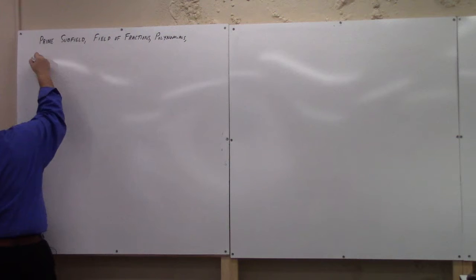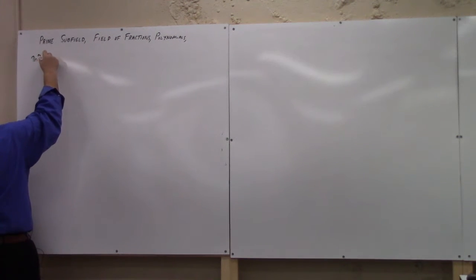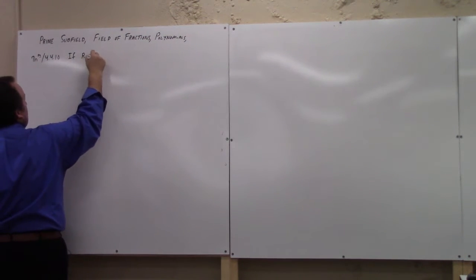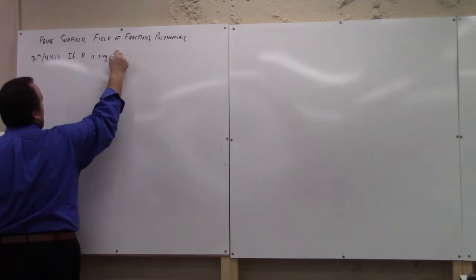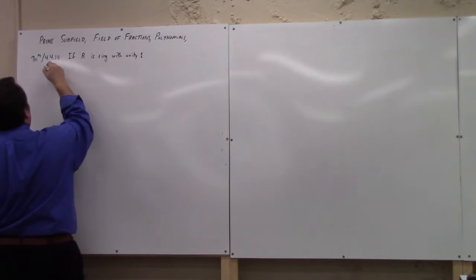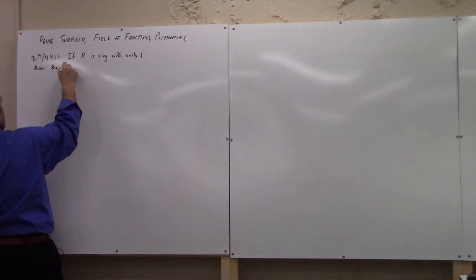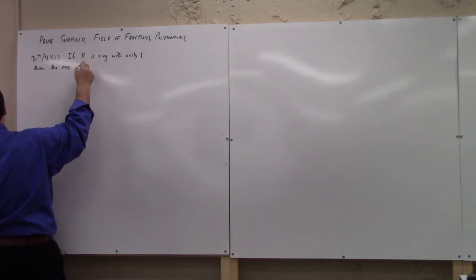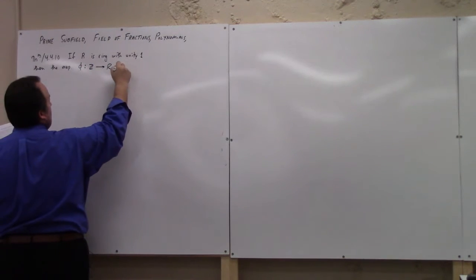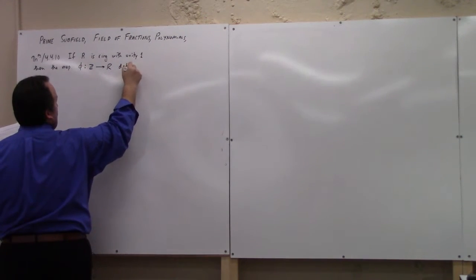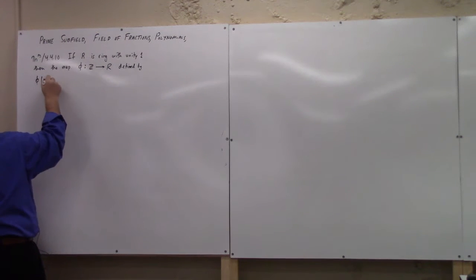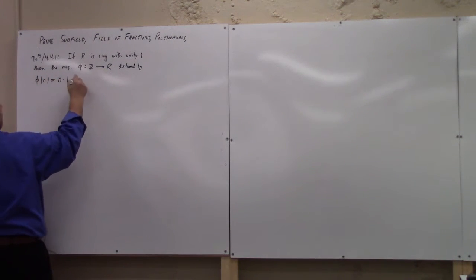All right, so first of all, theorem 4.4.10 says if R is a ring with unity 1, then the mapping phi from Z to R defined by phi of n equals n times 1 is a ring homomorphism.